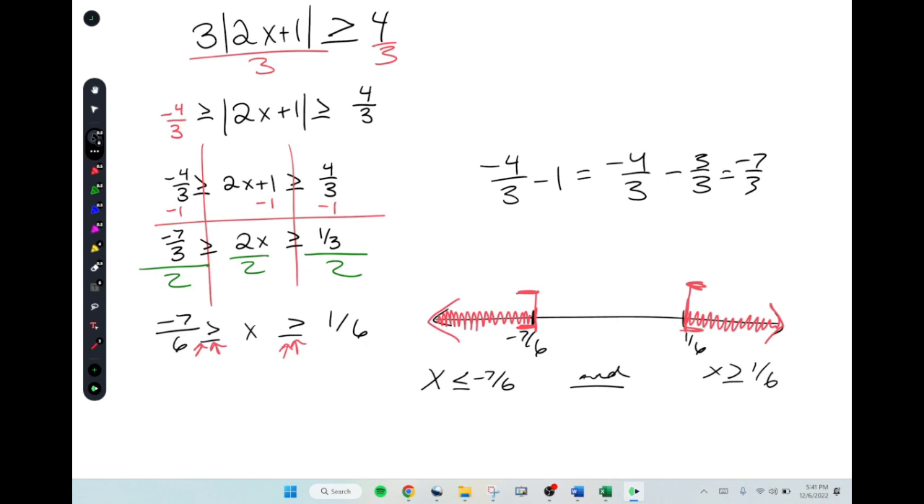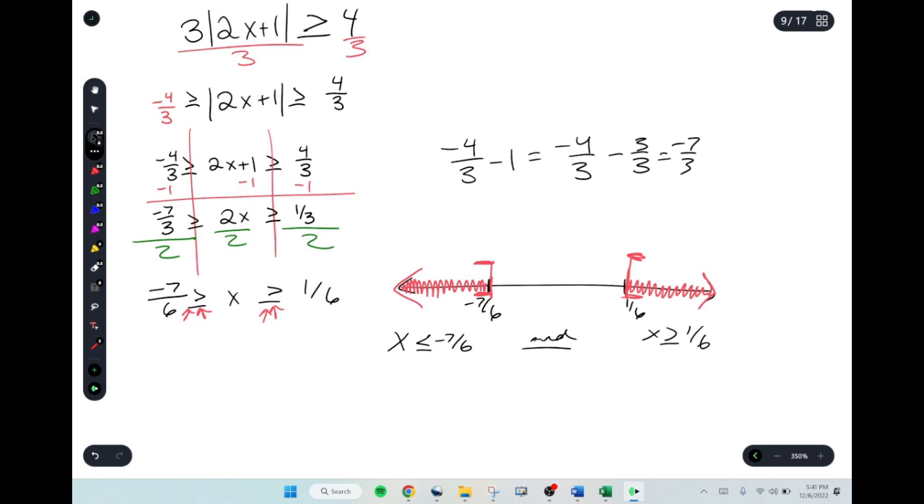There's actually another thing that we learned: interval notation. Where does this start at? Negative infinity. And it works its way all the way up until it hits negative 7 over 6, union 1 over 6 plus infinity.